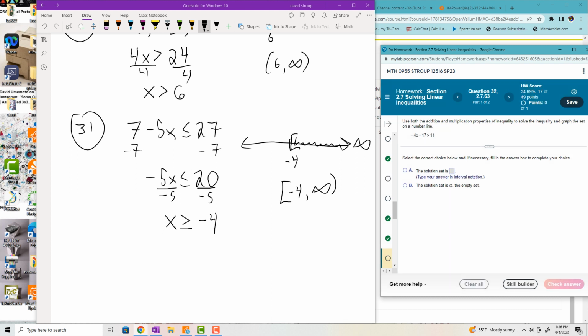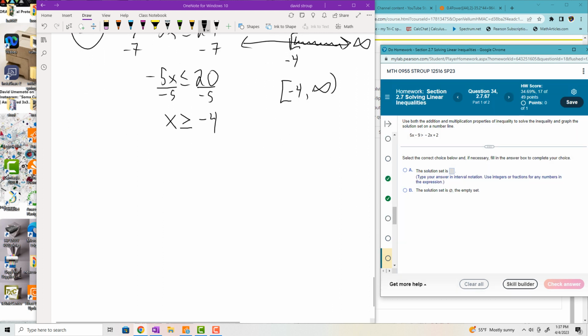Okay, so again, it's nothing new. The big difference is, if you multiply or divide by a negative, you have to change the direction of the inequality. Okay, and they get harder and harder, so then you start having issues where you have to simplify the heck out of it before you start. So let's see if we can find one of those.